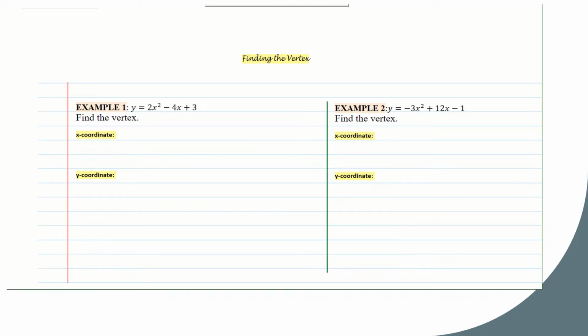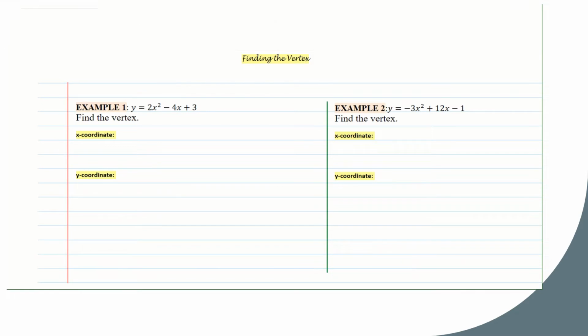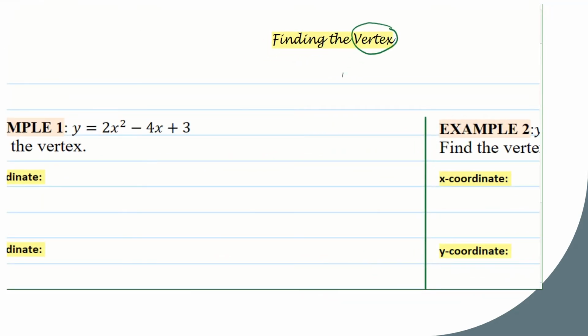The video will cover how to find the vertex when you're given an equation in standard form. So let's review a little bit about where the vertex is located in the parabola. The vertex is going to be either the highest point, as you can see here. So if the parabola opens down, the vertex is at the center and is the highest point.